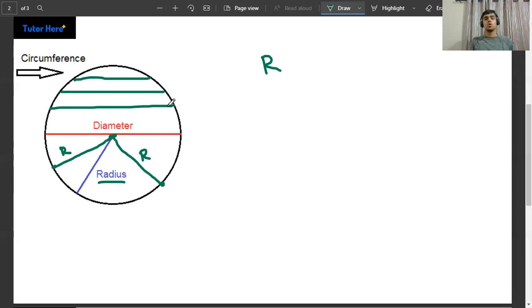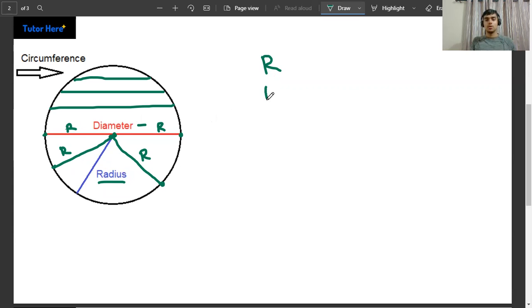It's getting bigger. So what you can see is that as you come towards the center, the lines are getting longer and longer. And the longest line is the one that passes through the center. That is called the diameter, which is represented in red right over here. One interesting thing about the diameter is that since it passes through the center, this distance is R and this distance is also R. So the diameter is twice the length of the radius.